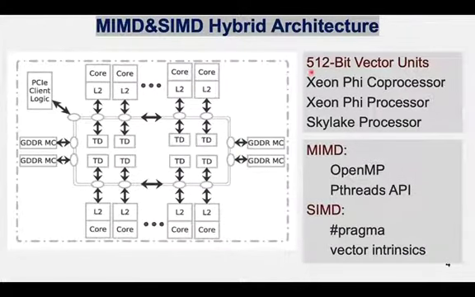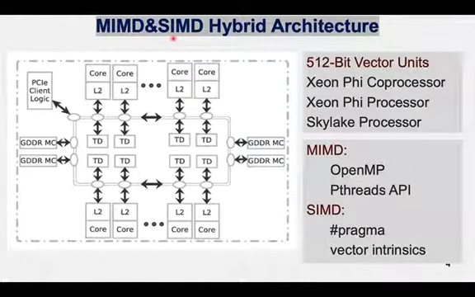Intel has launched several commodity multi- and many-core architectures with 512-bit vector units, providing massive computing power. Examples are Xeon Phi coprocessors, Xeon Phi processors, and Skylake processors. We call them hybrid architectures in our design, since such architectures expose both MIMD and SIMD parallelism.